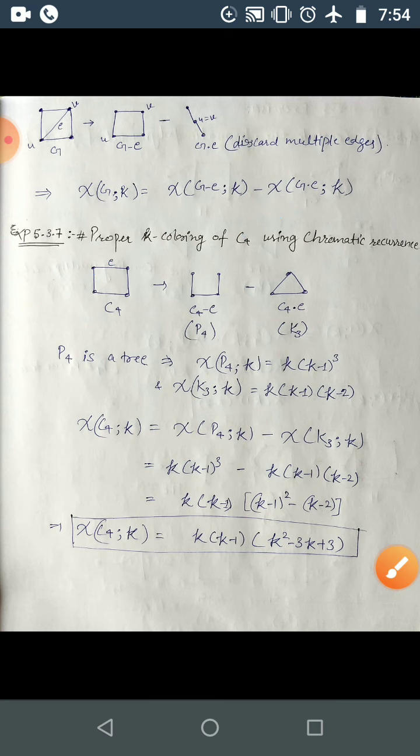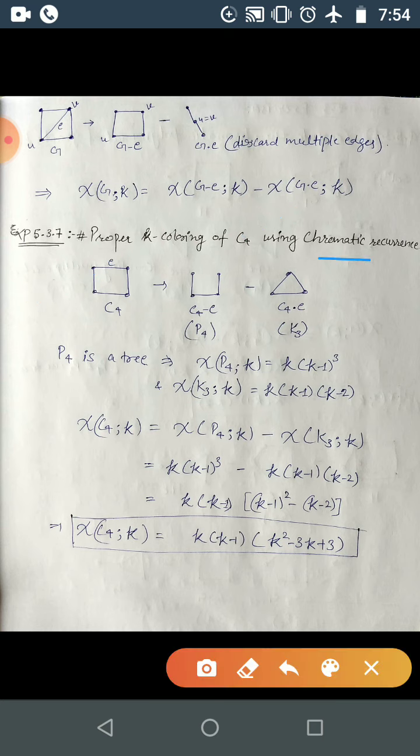This one is C4. So by using the chromatic recurrence, we will be taking some edge E. So this edge E I have just taken. So this one, G minus E, that is C4 minus E, we got P4. As we are just subtracting one edge, we will be getting P4, a path. This is a path of order 4, correct? Minus it will be, and one graph will be the contracted edge.